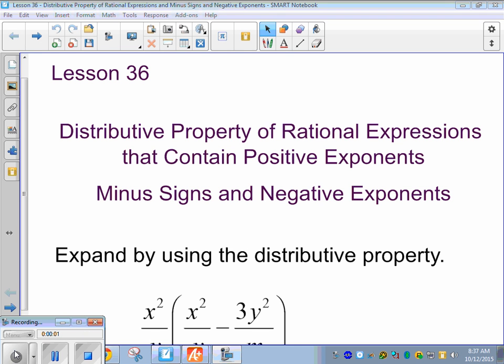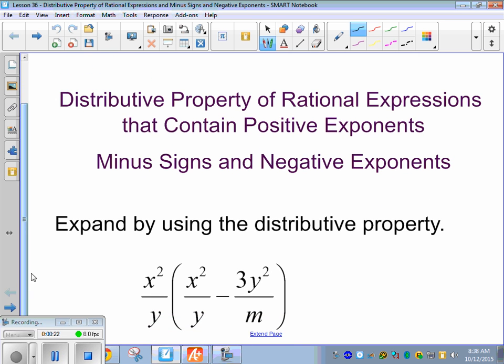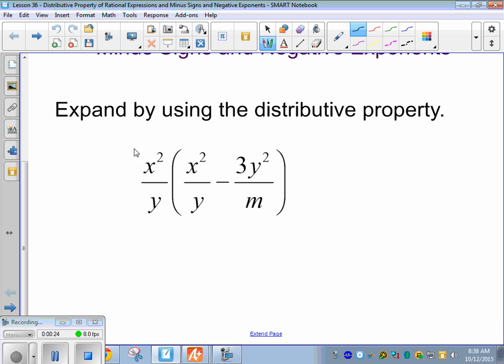Rational expressions that contain positive exponents and minus signs and negative exponents, which we've already done a little bit of. Okay, so rational expressions, all rational expression means is that we have variables in the numerator and the denominator. So we just basically have fancy fractions. So we want to distribute with these big fractions. So when we distribute, what we do is we distribute what's on front to each piece on the inside. So this is really no different. It's just a little bit more complicated.